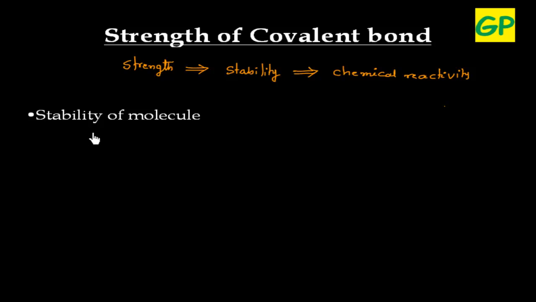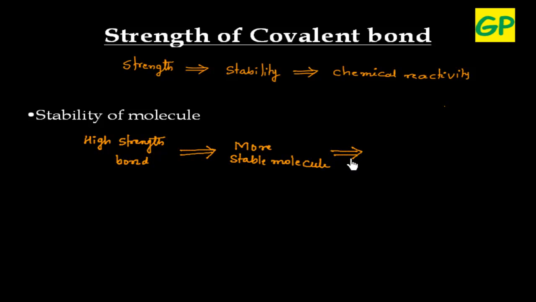If I have higher bond strength, then the molecule is more stable. Now the molecule is more stable, this means the molecule does not want to convert into atoms. So I can say the molecule is less reactive, so chemically less reactive.